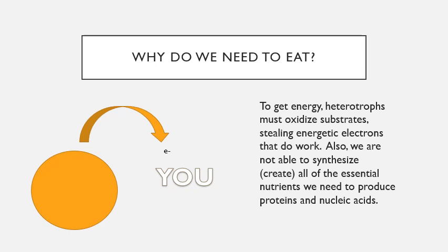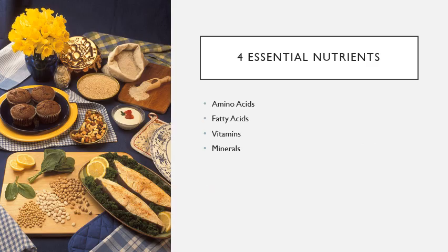Even though we get this energy, we are not able to build or synthesize certain essential nutrients. We have to take them in from the environment. Bacteria can build everything it needs. We can't. We need to take things in order to make proteins and nucleic acids. So there are 4 essential nutrients that you need from the environment: amino acids, fatty acids, vitamins, and minerals. I'm going to go through each of those.